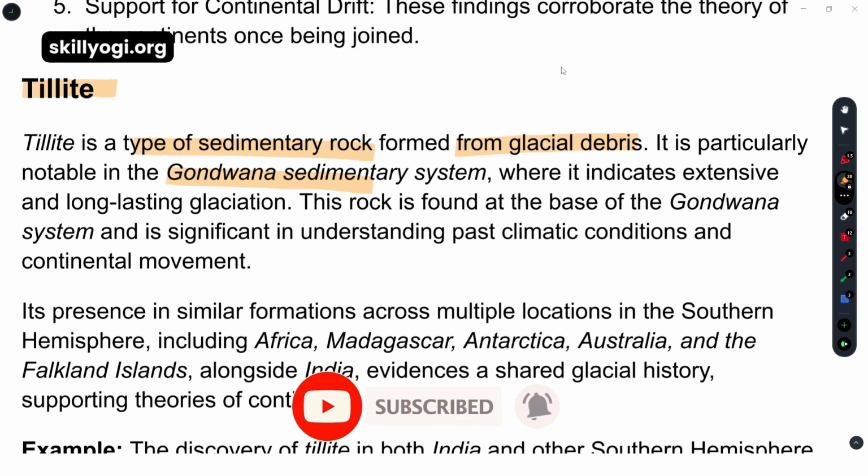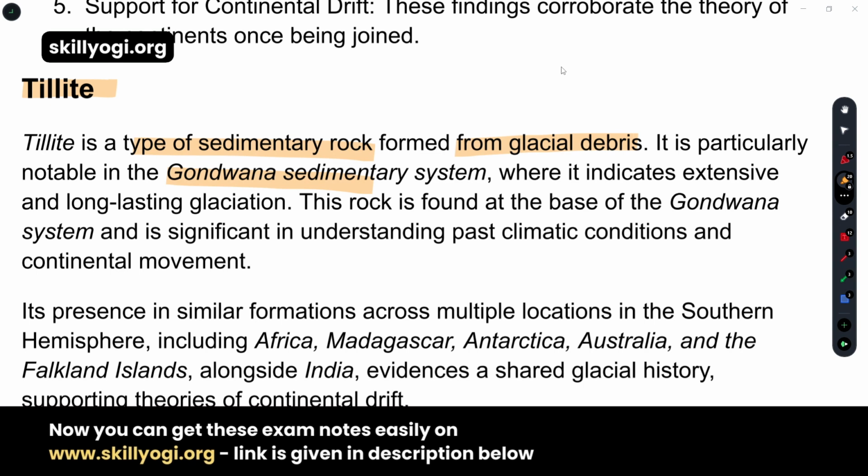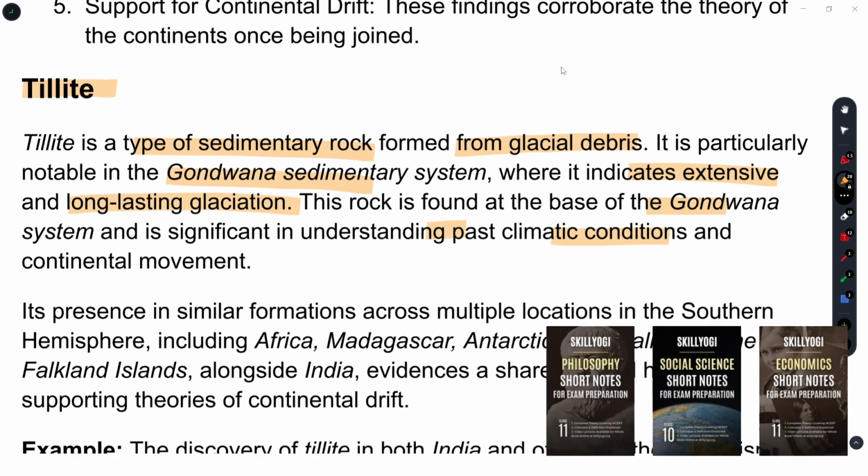Just now we have learned about Laurasia and the Gondwana lands. Laurasia was situated in the northern part and the Gondwana land in the southern portion, where it indicates the extensive and long-lasting glaciations. And this rock is found at the base of the Gondwana system, and it's significant in understanding the past climatic conditions and the continental movement.